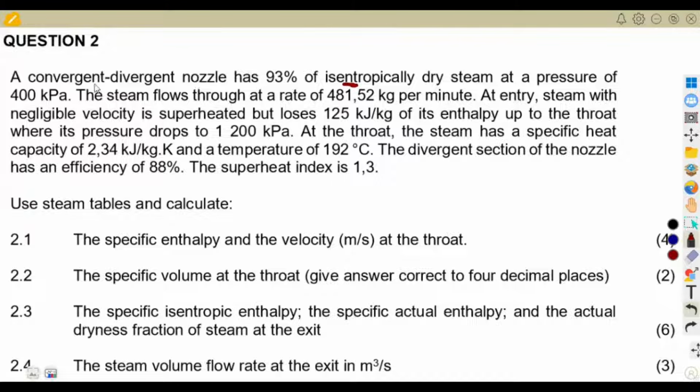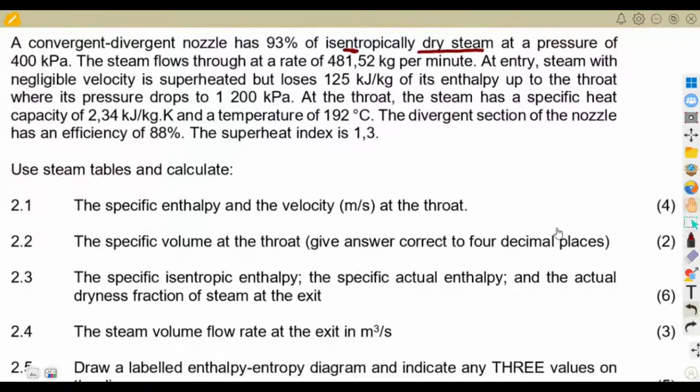If we check here, we are talking about dry steam, so we are talking about the flow of steam. A nozzle can be used for air, or a gas, or for steam. This one is used for steam flow, meaning you are supposed to go back to your N5 and revise everything about the steam.